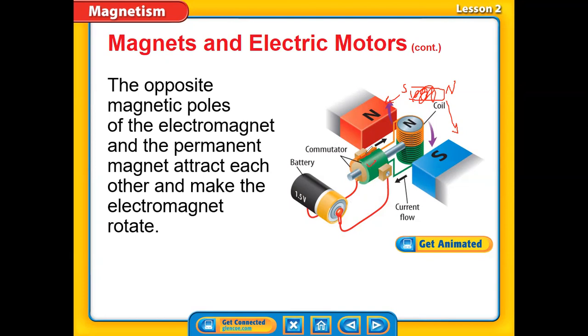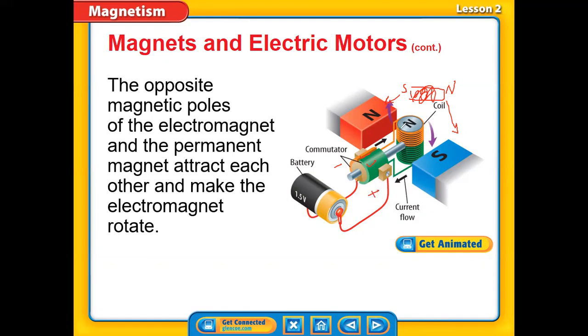So what's the purpose of this commutator? The purpose of the commutator is that as it moves like this, you're going to find that the wire will always change direction as it rotates. What does that mean? For example, this orange wire is connected to this side, which represents the negative pole of the battery, while the green one is connected to the side that represents the positive pole of the battery.